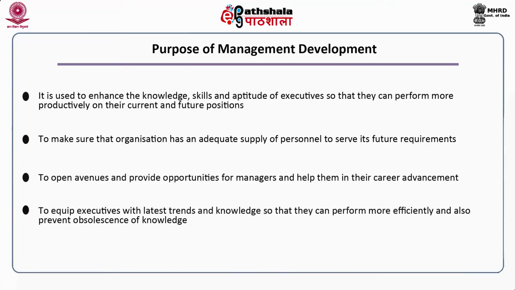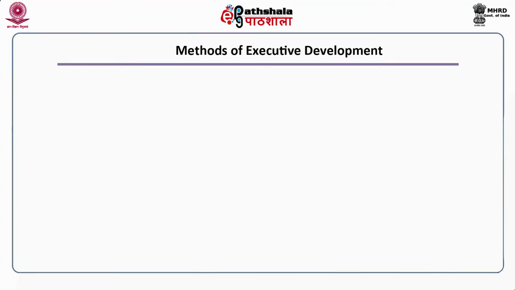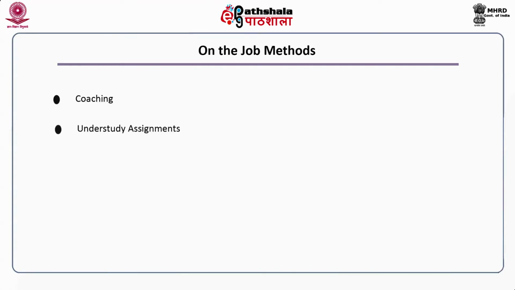It also equips executives with the latest trends and knowledge so that they can perform more efficiently and also prevent obsolescence of the knowledge. Methods of executive development can be divided into two parts. First, on the job methods, and second, off the job methods. On the job methods include coaching, understudy assignments, job rotation, multiple management, and committee assignments.